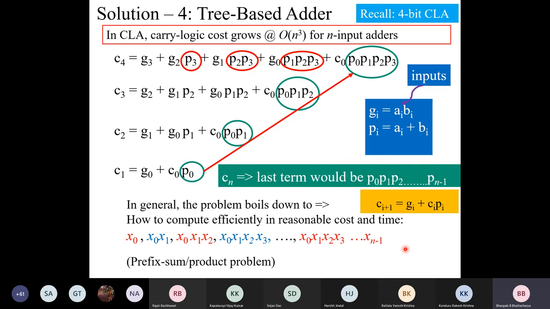So this entire problem of efficient adder design now boils down to solving the prefix sum, or equivalently the prefix product problem. Now it has a very brilliant and amazingly simple solution that I'll present before you.